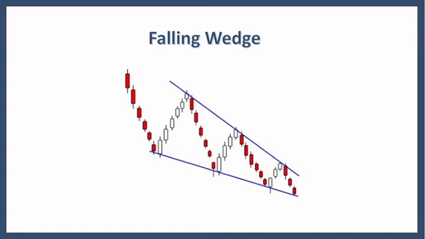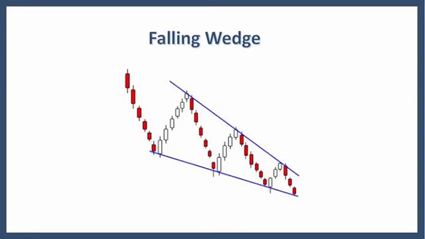Now the falling wedge can also fit into the continuation category. As a continuation pattern, the falling wedge will still slope down, but the slope will be against the prevailing uptrend. As a reversal pattern, the falling wedge slopes down with the prevailing trend. Now regardless of the type, whether it's a reversal or a continuation, the falling wedges are regarded as a bullish pattern.